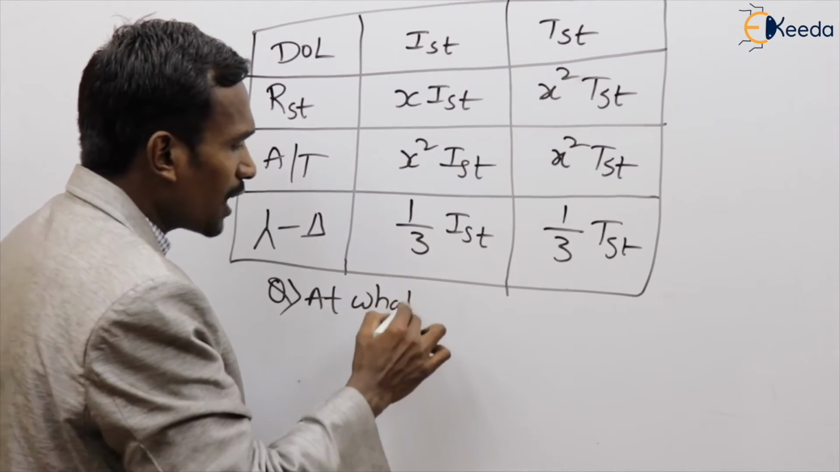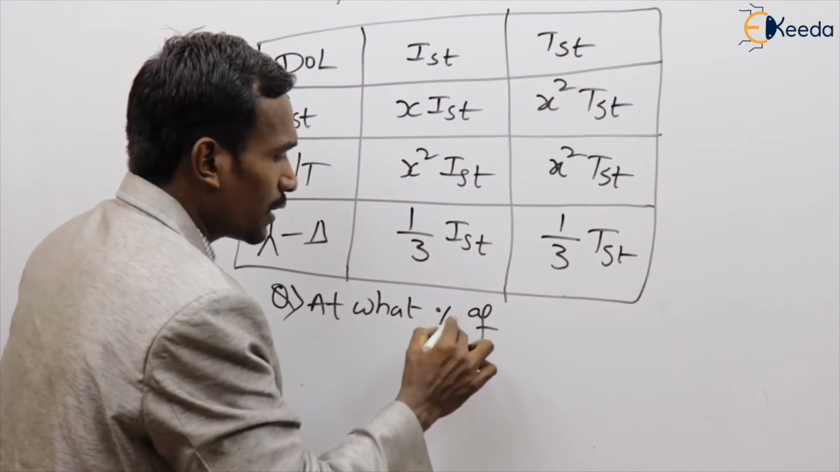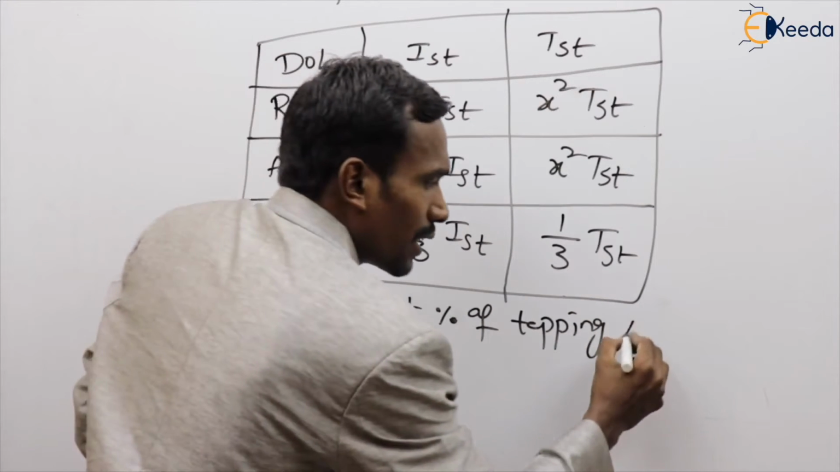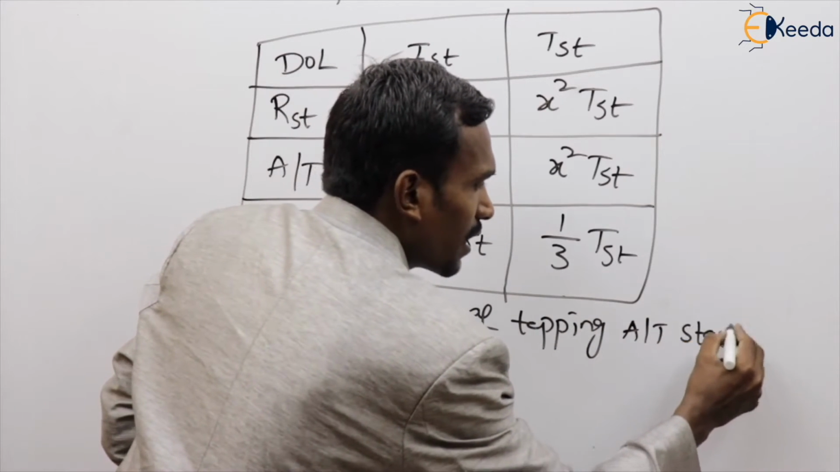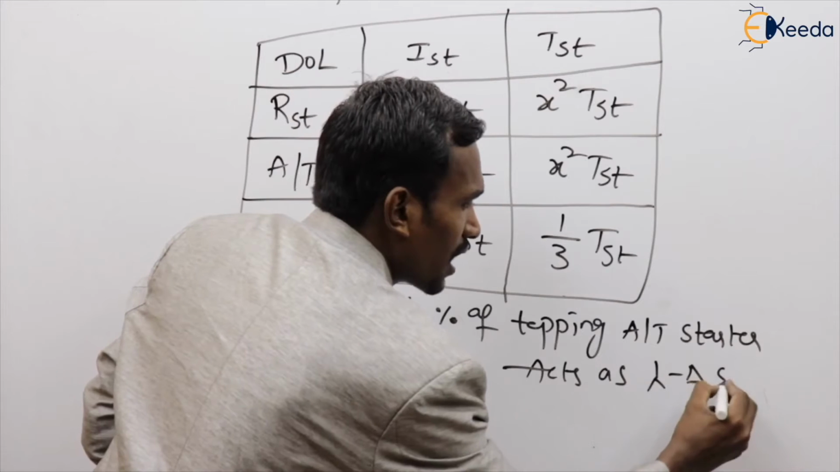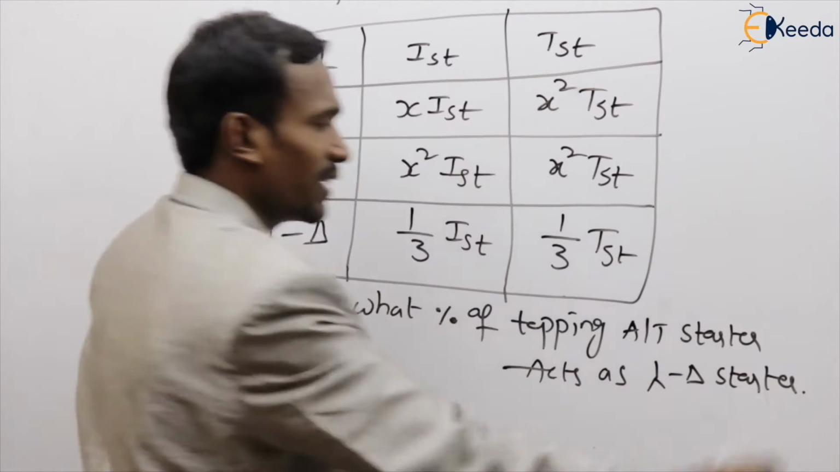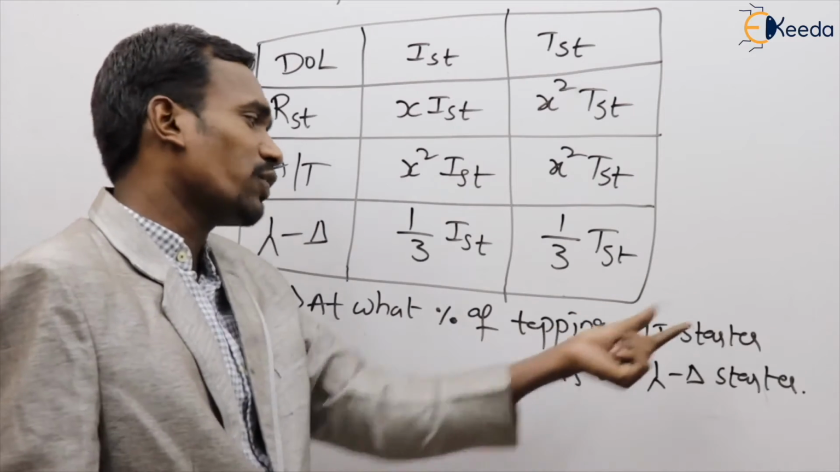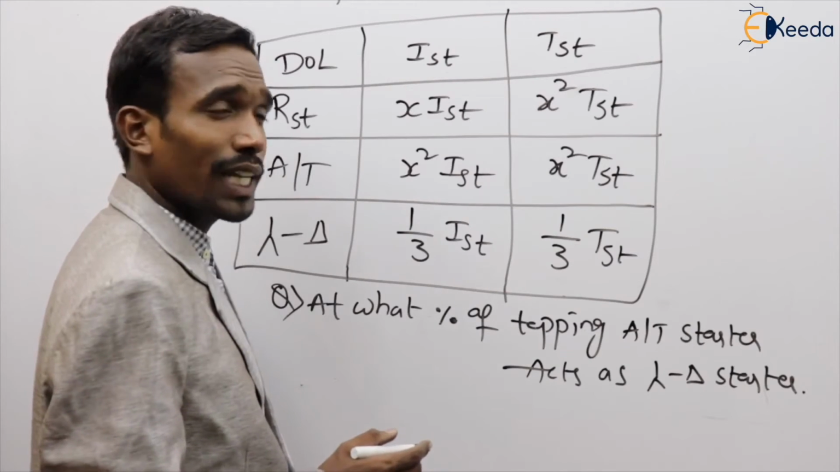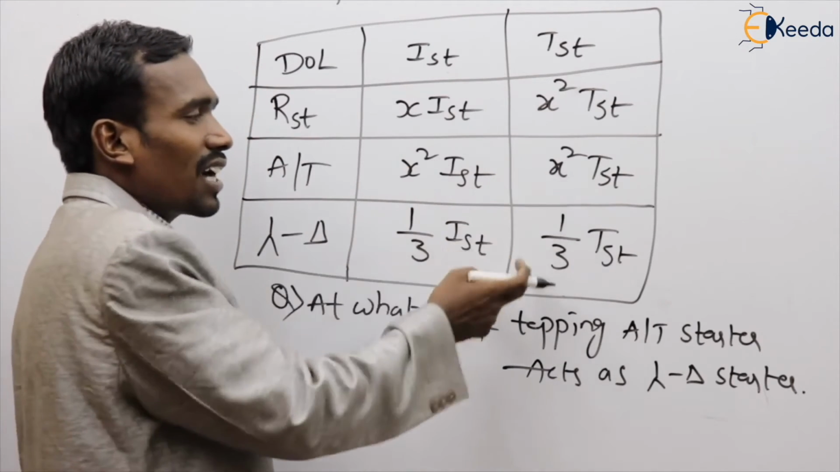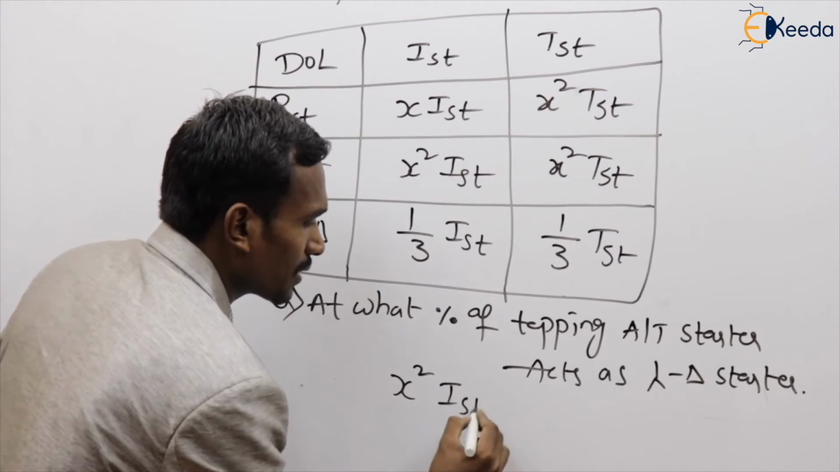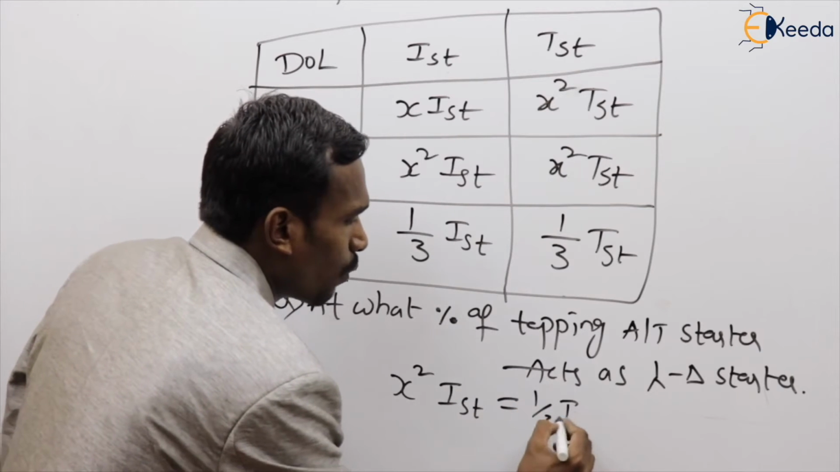At what percent of tapping does an auto transformer starter act as a star delta starter? Can you tell me? What I told you: take any one. For example, the auto transformer starter gives X square times of IST, but the star delta starter gives 1 by 3 times of IST.